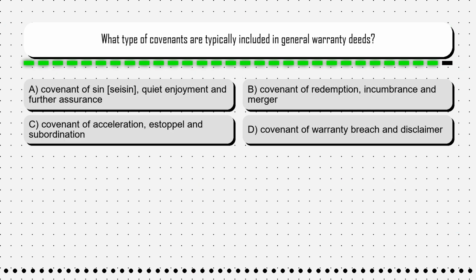Question 46. What type of covenants are typically included in general warranty deeds? Option A, covenant of seisin, quiet enjoyment, and further assurance. Option B, covenant of redemption, encumbrance, and merger. Option C, covenant of acceleration, estoppel, and subordination. Option D, covenant of warranty breach and disclaimer.